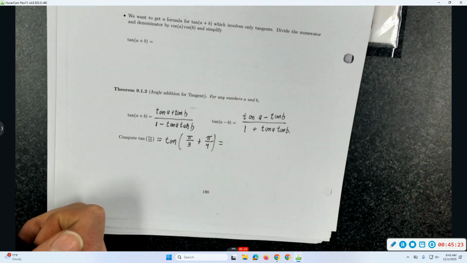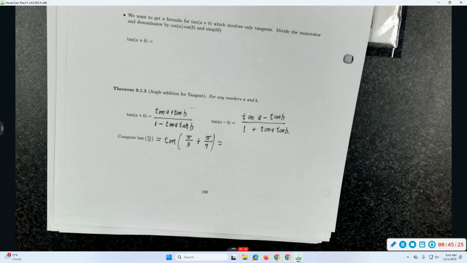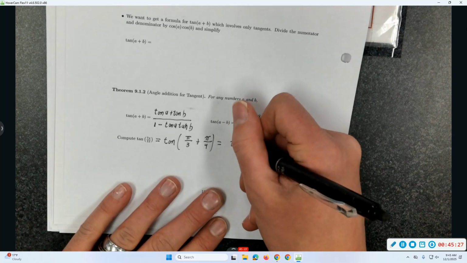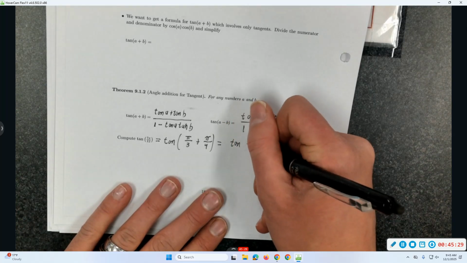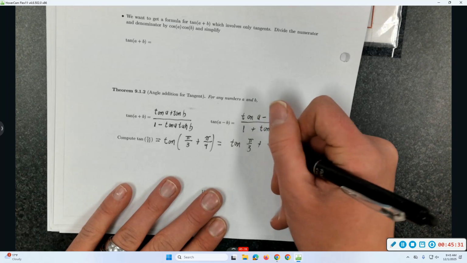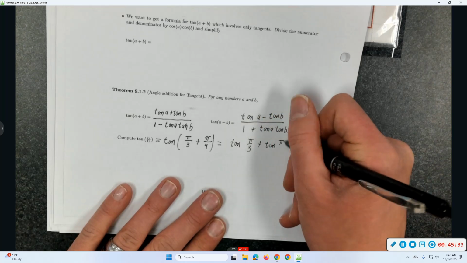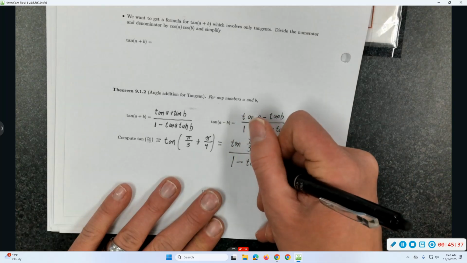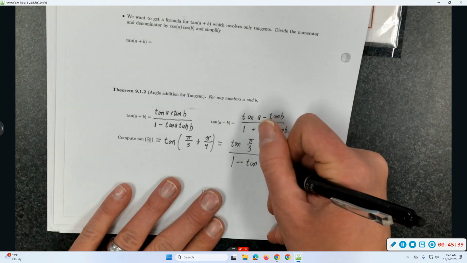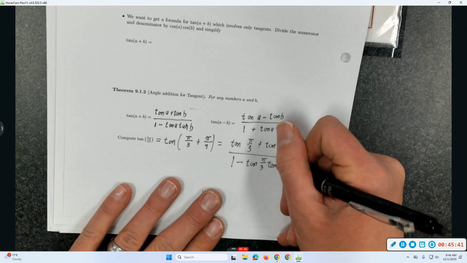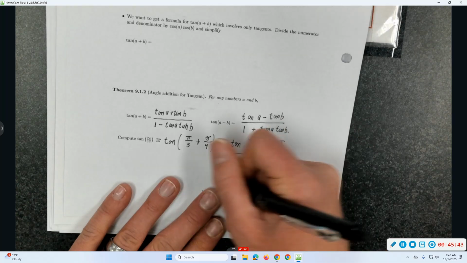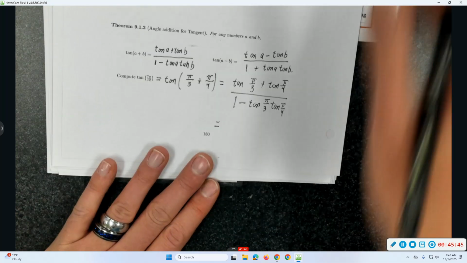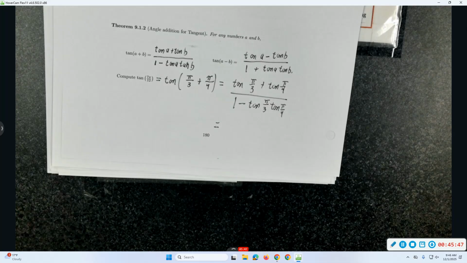Oh, cool. Now we can just use the angle addition formula. This is tangent pi over 3 plus tangent pi over 4 all over 1 minus tangent pi over 3 tangent pi over 4. And now let's just carry on. Using your unit circle, if you need, what's the tangent of pi over 3?